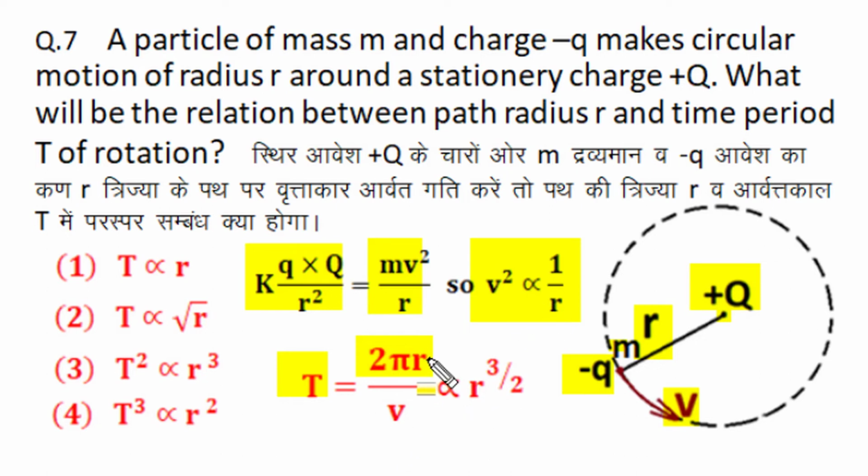So 1 over root r is solved and brought to the numerator side. This power of r becomes 1 and 1 and a half, that is 3 by 2, and this can be simplified as T squared is proportional to r cubed. So that becomes the relation between time period and radius of orbital motion. A similar relation of time period and radius is obtained in gravitational circular motion, such as of Earth around Sun.